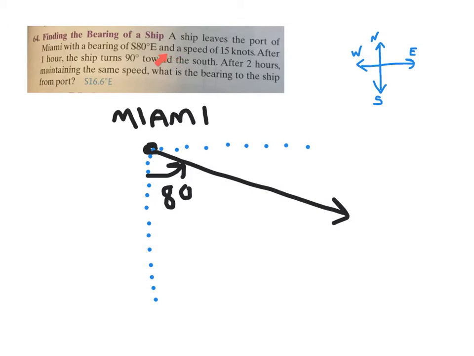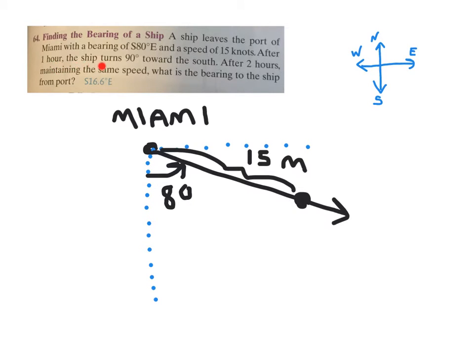We're told that the ship goes along that bearing at a speed of 15 knots. Now a knot is a nautical mile per hour. It's a measure of speed. And it goes at that speed for 1 hour. So after 1 hour, the distance traveled in this direction will be 15 nautical miles, because it's going at 15 nautical miles per hour for 1 hour, so 15 nautical miles.